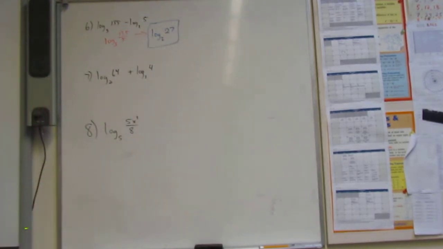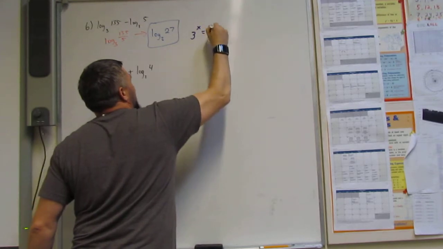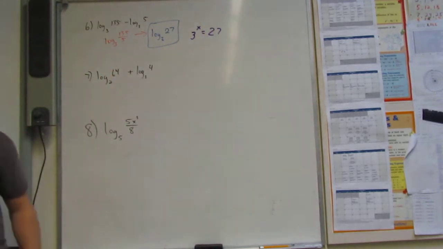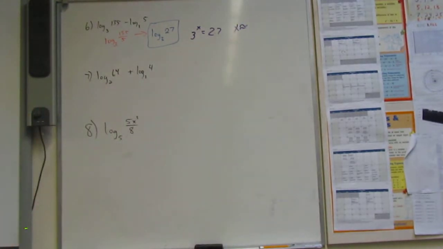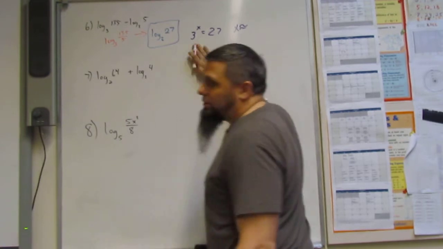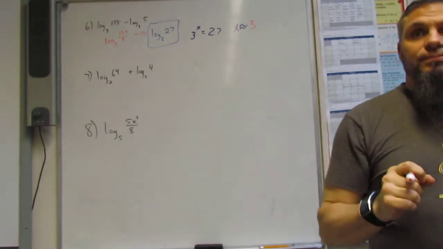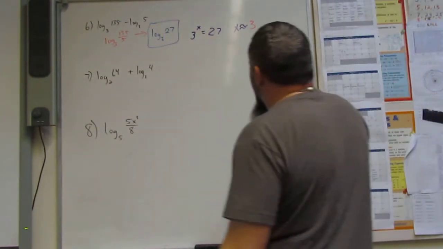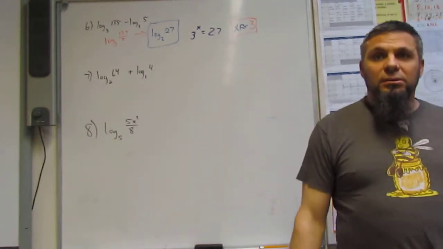Now, you should be able to look at this and say, well, 3 raised to some power is equal to 27, right? And you should be able to tell me what that power is. So 3 to what power is 27? We should know that that's 3 times 3 times 3. So there's 3 3s. This is 1 point extra credit. Okay?